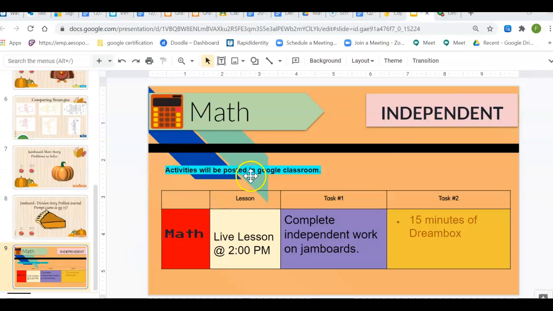Finally, on our last slide, just a reminder of your independent work. Make sure to complete the Jamboards. And also, you're going to work 15 minutes on Dreambox.